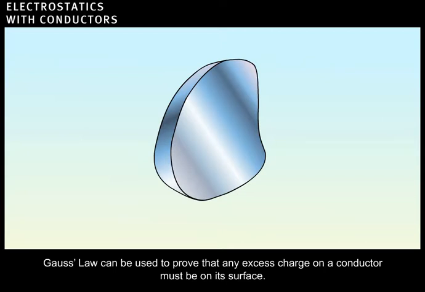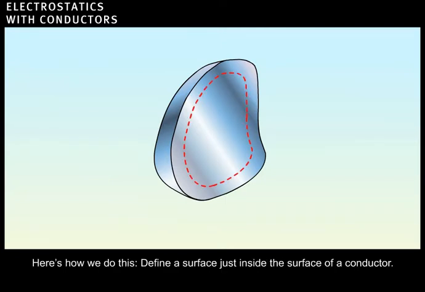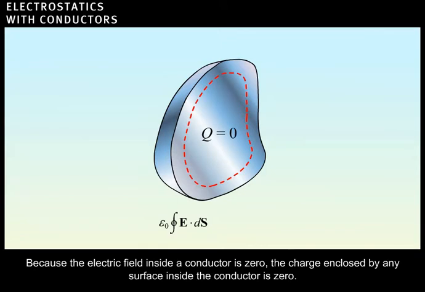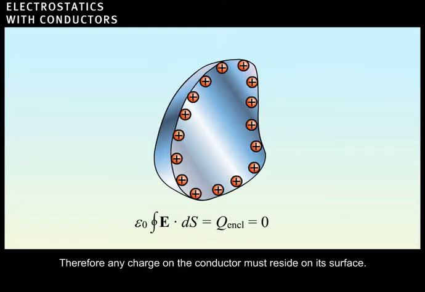Gauss's law can be used to prove that any excess charge on a conductor must be on its surface. Here's how we do this. Define a surface just inside the surface of a conductor. Gauss's law relates the charge inside that surface to the electric field on the surface. Because the electric field inside a conductor is zero, the charge enclosed by any surface inside the conductor is zero. Therefore, any charge on the conductor must reside on its surface.